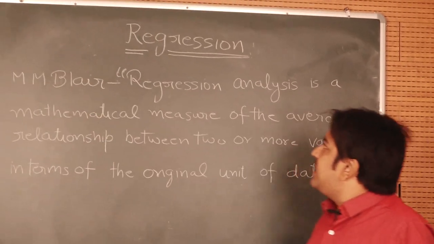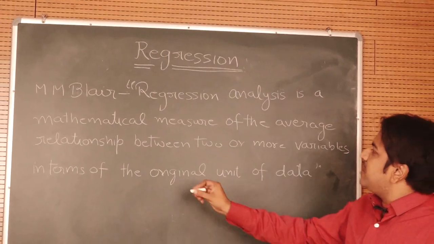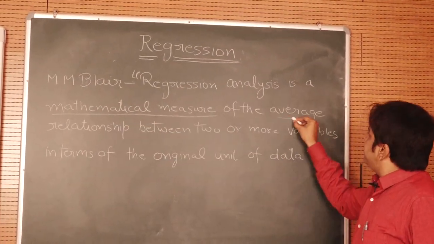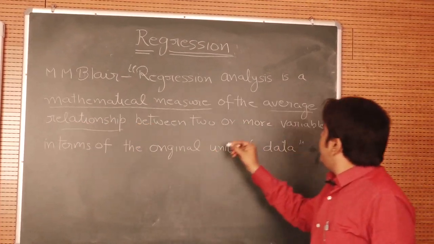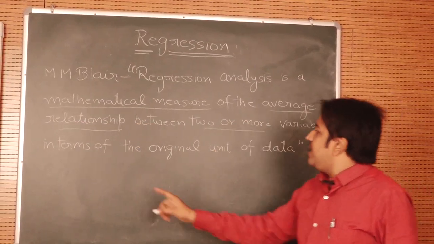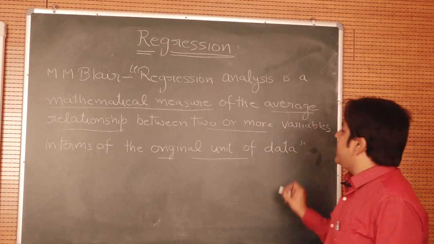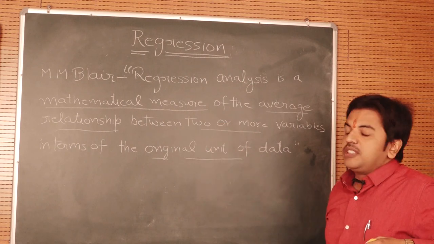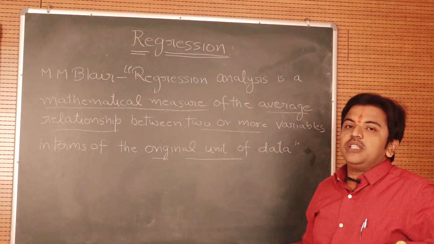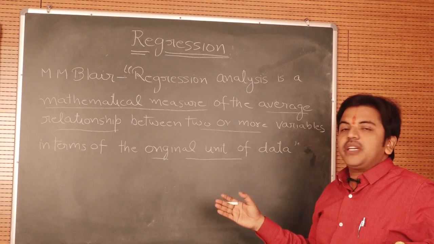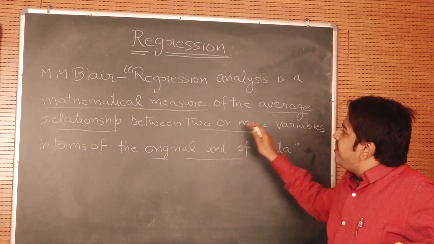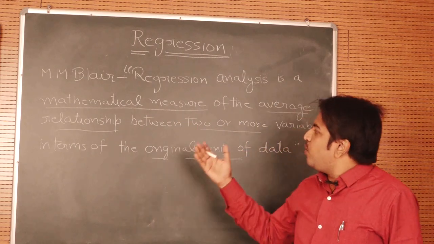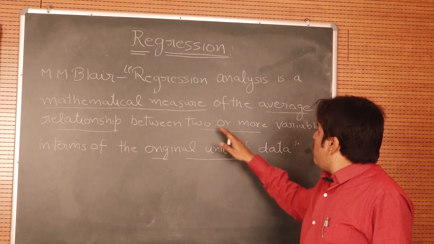As M.M. Blair has said, regression analysis is a mathematical measure of the average relationship between two or more variables in terms of original unit of data. He said that regression analysis is a mathematical measure, meaning here we are going to deal with mathematics, that is an algebraic expression of the average relationship, meaning we are taking the mean value of the series which we are going to take between two or more variables.